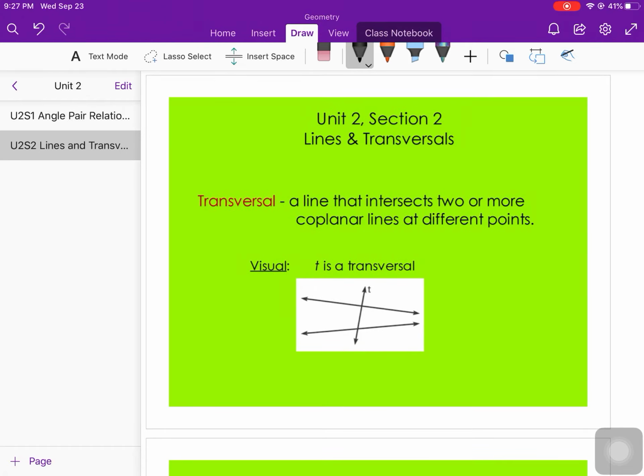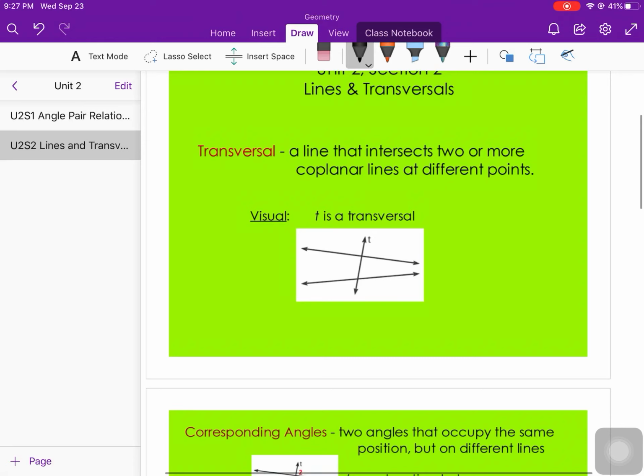What we are talking about now is lines and transversals. A transversal is a line that intersects two or more coplanar lines at different points. Remember, coplanar lines fall in the same plane.